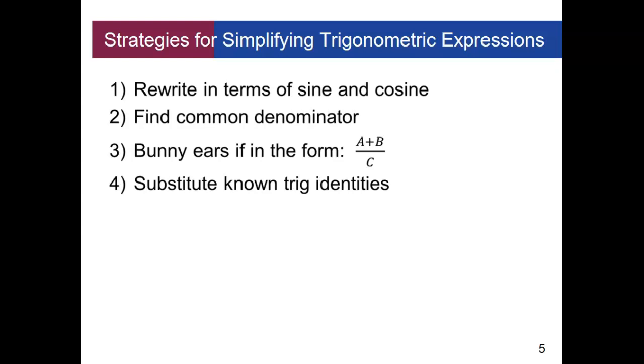Another one is if you have two fractions, get a common denominator and combine those together, and that can be helpful. If you have what we call bunny ears, which is basically two expressions in the numerator and a single expression in the denominator, then you can break it apart and you would have a over c plus b over c, and that can be helpful as well. And then the fourth one is substituting a known trig identity. Maybe you see sine squared plus cosine squared in your problem, and you can substitute 1 for that because we know that sine squared plus cosine squared is 1. We're going to look at examples of all of this as we go through today.